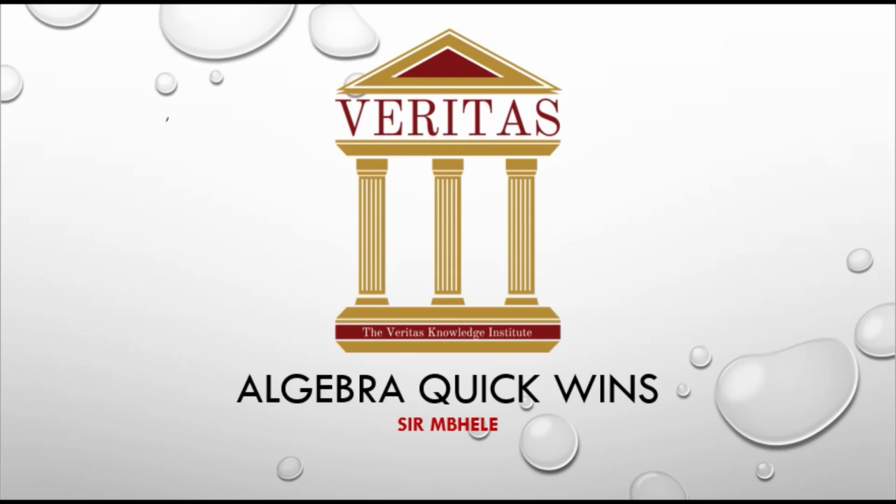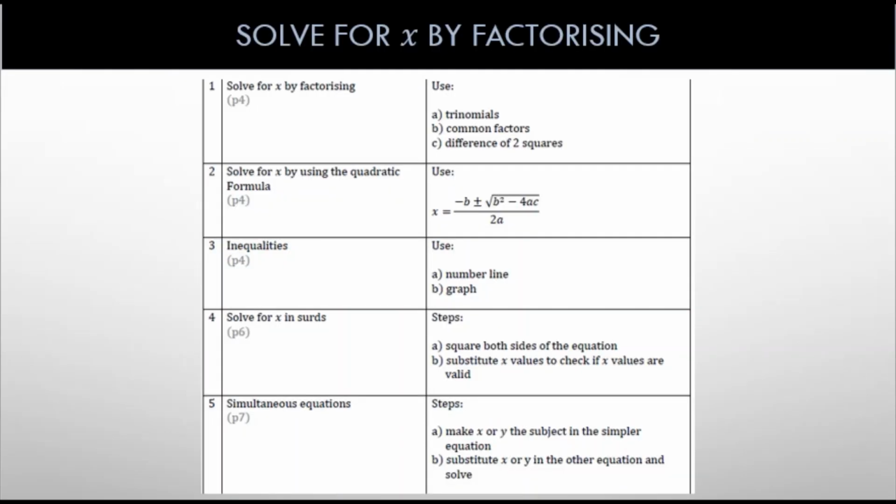So just an outline of what we are going to do. For our quick wins, we have solve for x by factorization, and usually that is the first question in your final exams or any formal test. We have solve for x by factorizing a trinomial, taking out a common factor or difference of two squares. So that is the type of quick win question we have in algebra.